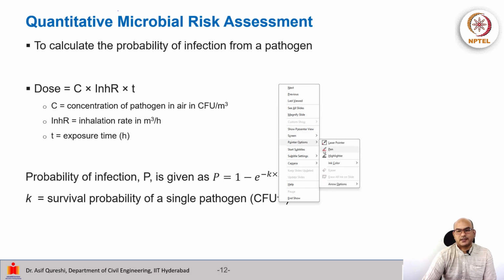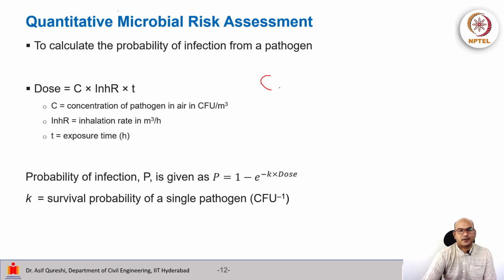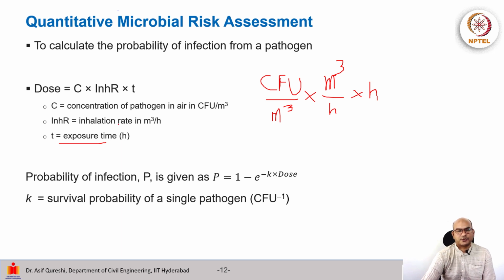If we look at this in terms of units, we have CFU per meter cube, multiplied by the inhalation rate in meter cube per hour, multiplied by the exposure time. So how long have we been exposed to this microbial pathogen? So the dose will basically be in colony forming units. How many colony forming units are we inhaling?